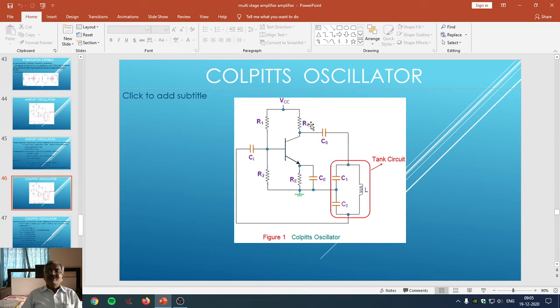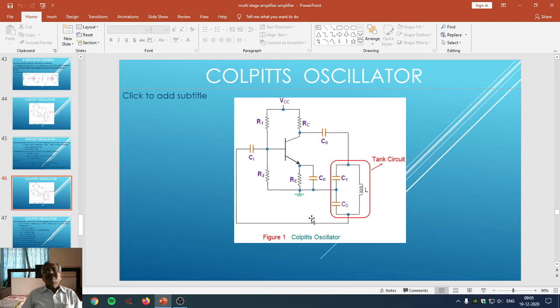The role of this is to avoid short circuiting of the BJT with high frequency current. It protects the BJT from short circuiting the high frequency, radio frequency current. So, to make this entire circuit work properly, a VCC can be applied as a power supply.